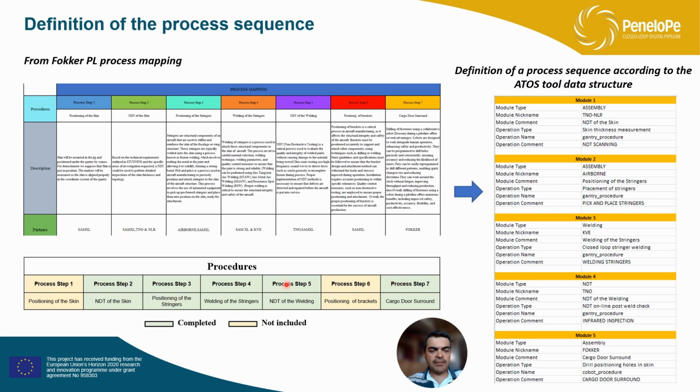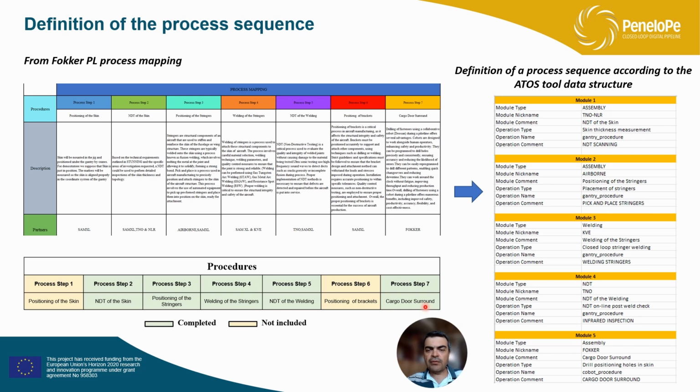Basically, a few steps have been included, which are the positioning of the skin of the fuselage of the plane, and then the positioning of the stringers, then the welding of the stringers, and the control with the non-destructive test of the welding process, and some operations at the end around the cargo door.